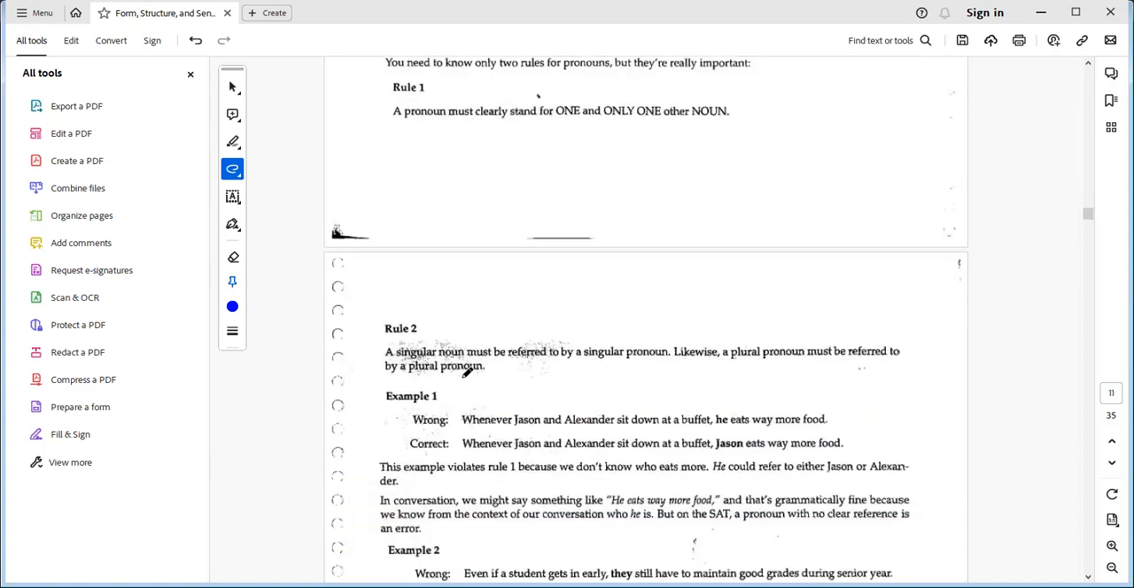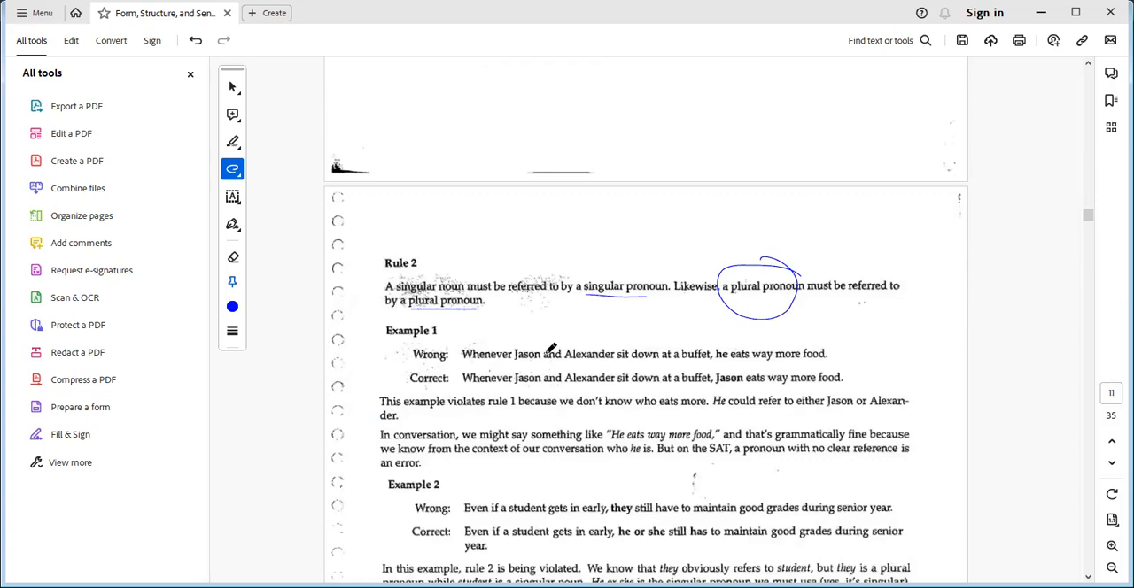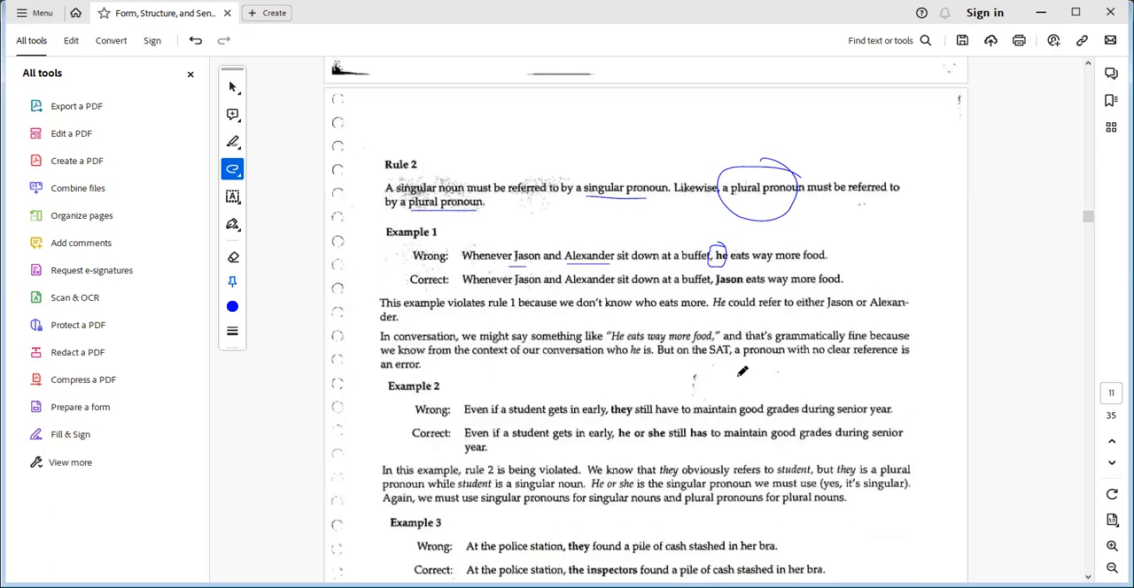Rule 2. A singular noun must be referred to by a singular pronoun. A plural noun must be referred to by a plural pronoun. Let's look at the first example. That is wrong. Whenever Jason and Alexander sit down at a buffet, he eats way more food. Now he stands for Jason or Alexander? So this is vague, this is wrong. You must indicate it; it must not be he, it must be Jason or Alexander. You have to write the name.